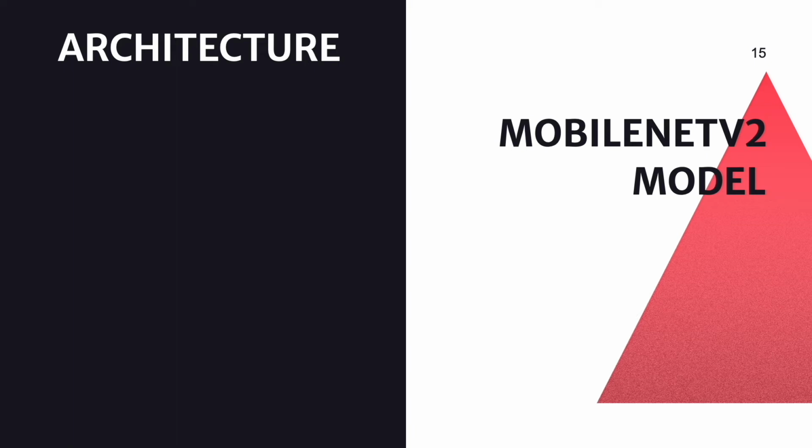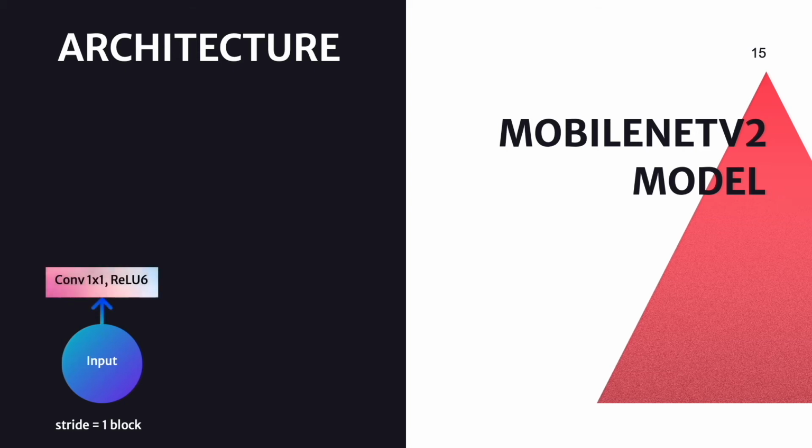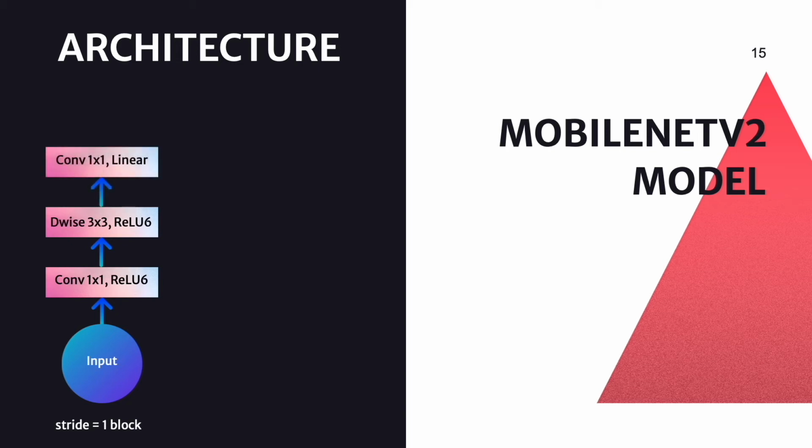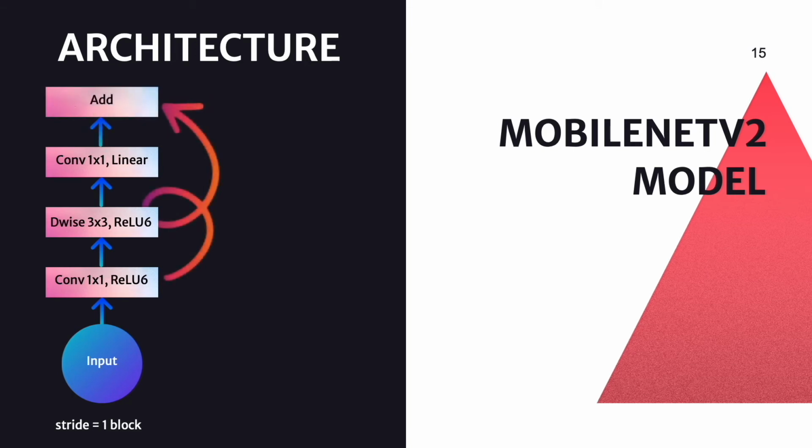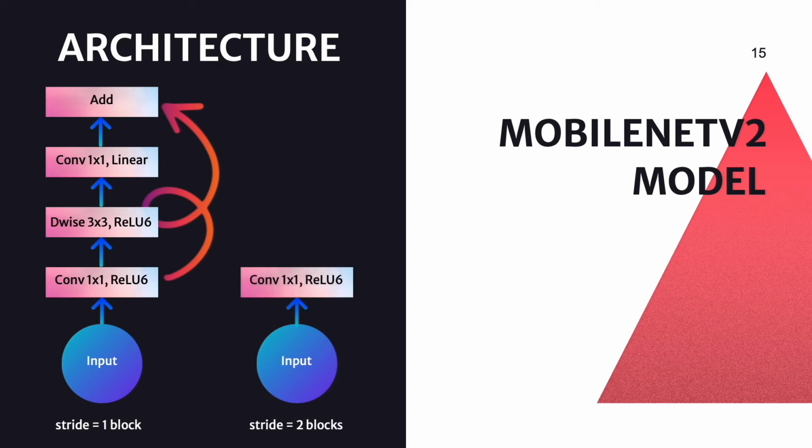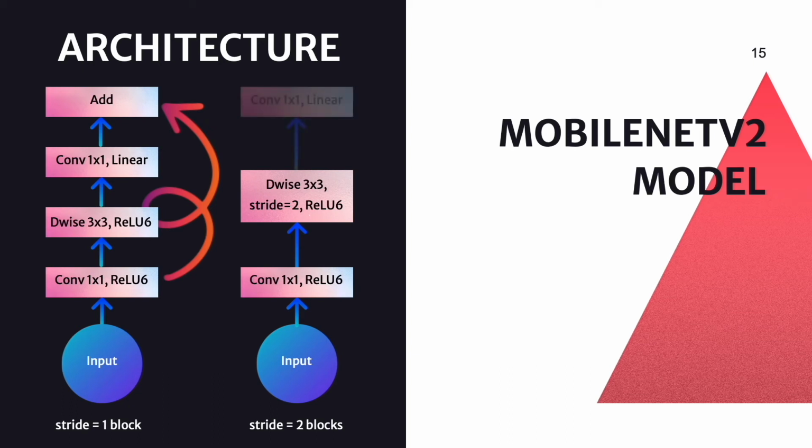As you can see, for a stride of one block, we have an input layer followed by a ReLU 6 convolutional layer, which will then pass to a ReLU 6 depthwise layer. Subsequently, we have a linear convolutional layer before going into the addition layer. With stride of two blocks, we have an input layer followed by a ReLU 6 convolutional layer. This would then be passed to a depthwise layer, which is a ReLU 6 with two strides. Subsequently, it will be passed to a linear convolutional layer.